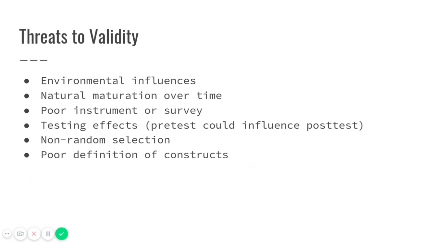Let's say you wanted to test the impact of a certain intervention on the Myers-Briggs test. Well, once you've taken the Myers-Briggs test, if you know your results, or even if you didn't find out your results, you might answer the questions on the post-test in a certain way because you've already taken it once before. Also, if there's non-random selection, like with a quasi-experiment, that could be a threat to validity because you could come to a false conclusion and it may not be generalizable, or it might even be internally not valid. And again, we mentioned poor definition of constructs.